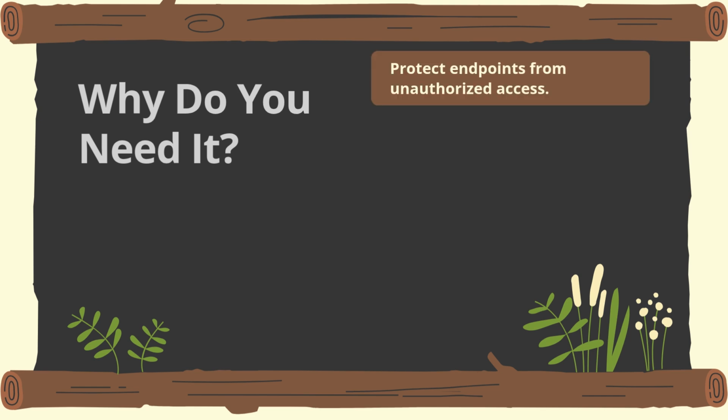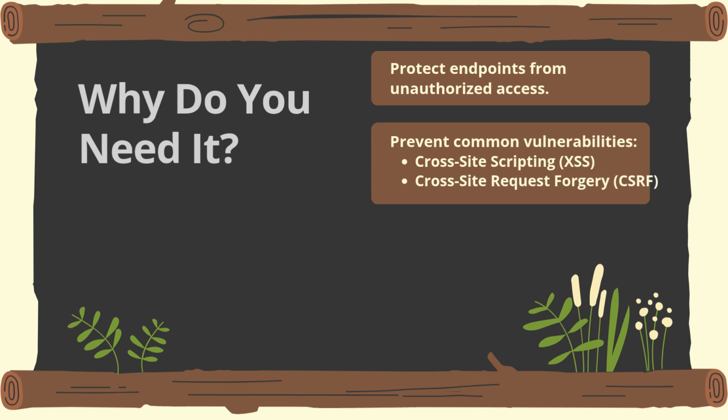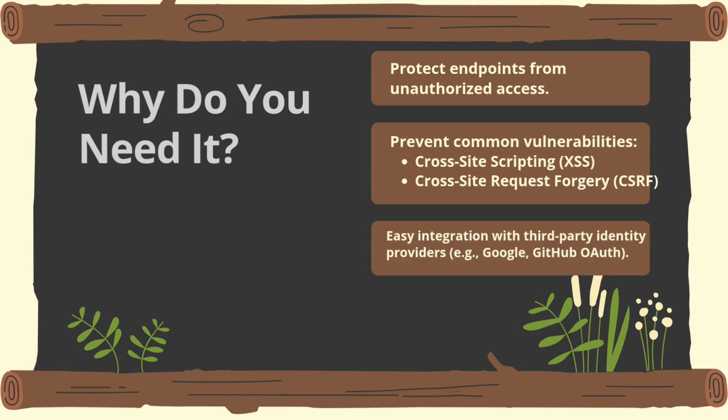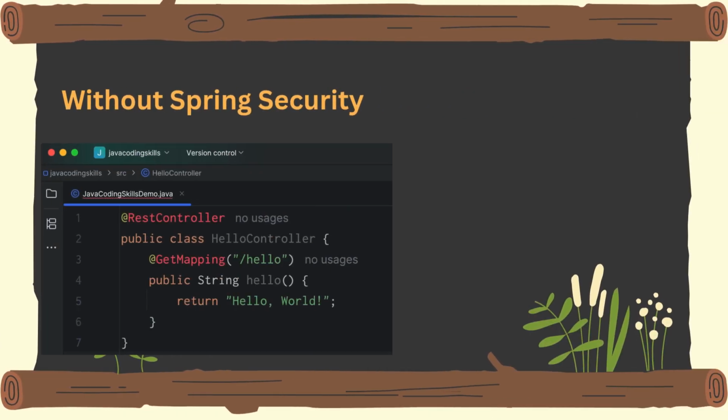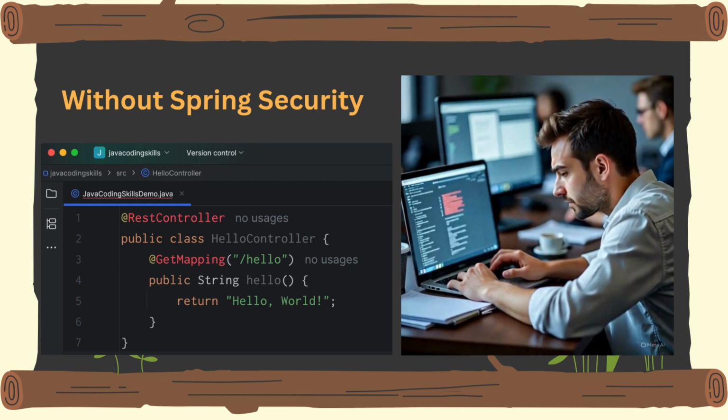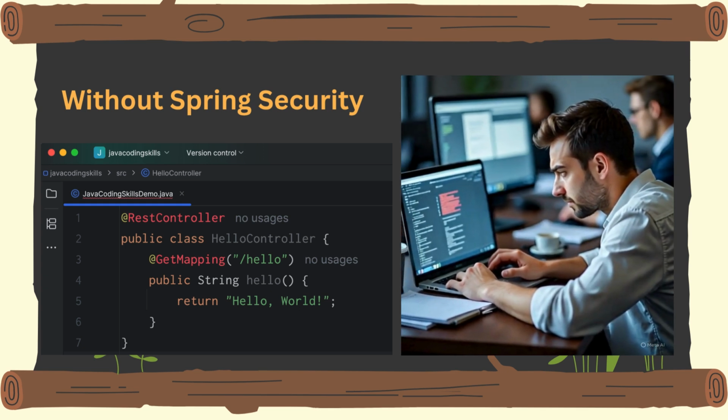It will protect your endpoints from unauthorized access, so unauthorized people cannot access any of your API endpoints, and it will prevent things like CORS and CSRF attacks. It provides all those inbuilt features. You should not reinvent the wheel on your own. It is very easy to integrate with Spring Boot, and a lot of third-party identity providers like Google, GitHub and OAuth can be integrated, and you'll get production-ready code with a few configurations. Without Spring Security, if you see this code snippet, there is one hello endpoint, and anyone can access it, right?